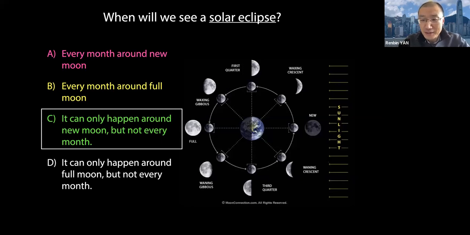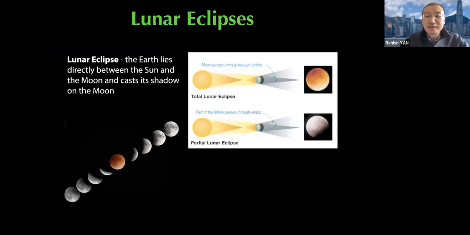And so it has to be blocked by the moon, so the moon has to be in between the Earth and the sun. And this can only happen at this new moon position on its orbit. So it can only happen around the new moon time, but not every month, because the perfect alignment doesn't happen every month. Okay, so that is the frequency of eclipses. It only happens in roughly 2 months every year.